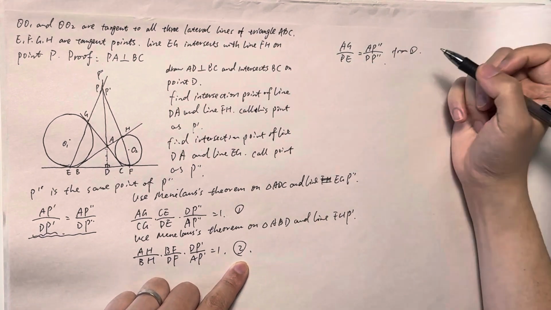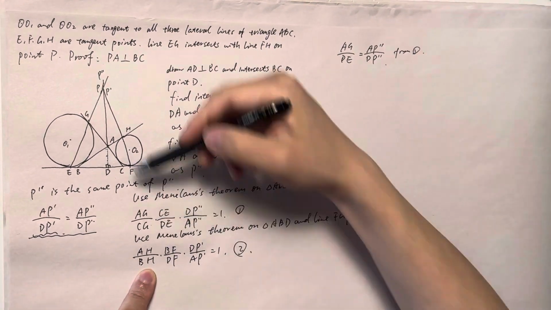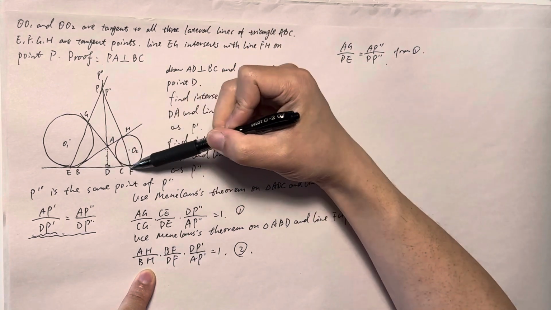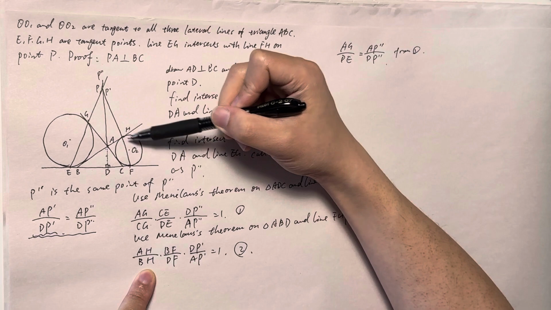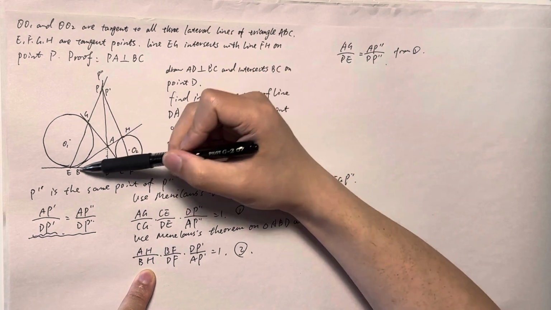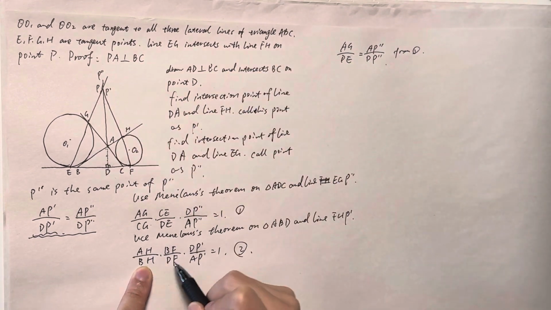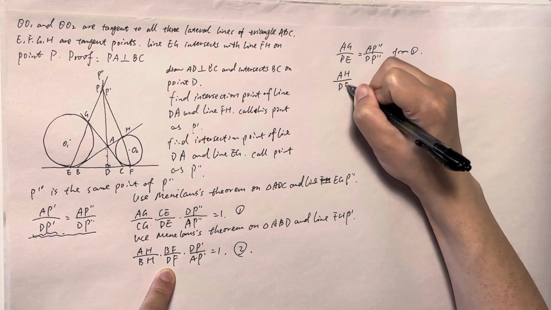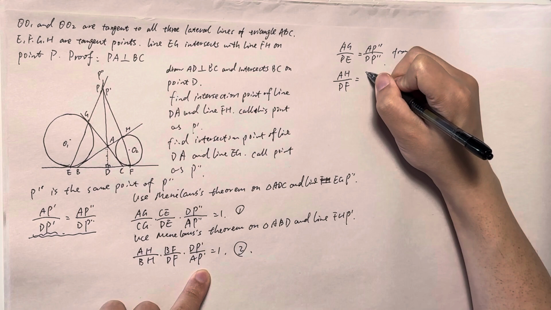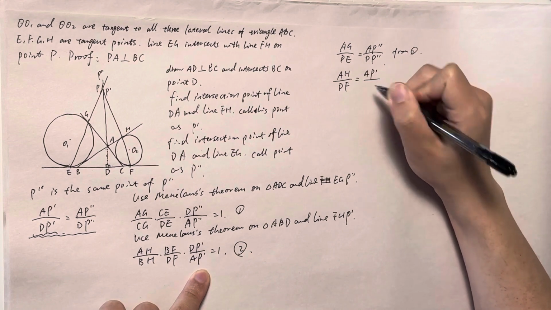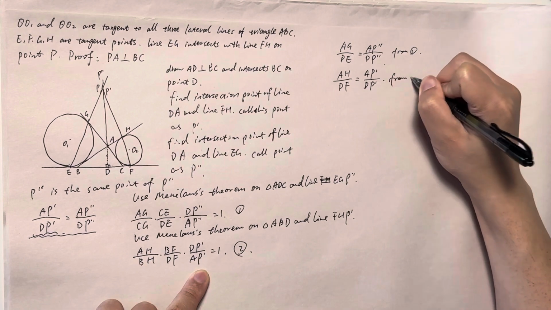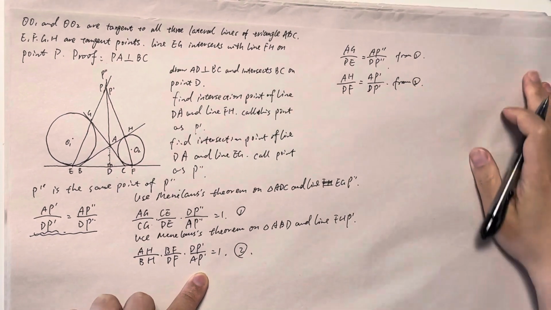Menelaus theorem equation. And similarly, BH is a tangent line of O2 and BF is a tangent line of O2, right? So BH equals BF. And we got AH divided by DF equals AP prime divided by DP prime. This is from the second equation of the Menelaus theorem.